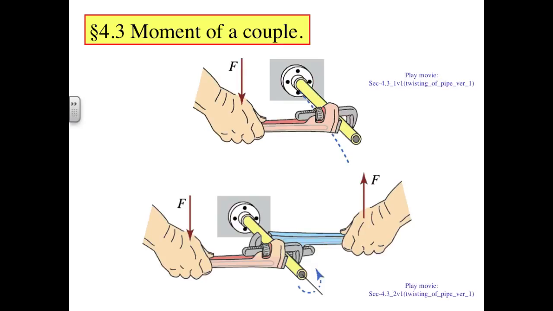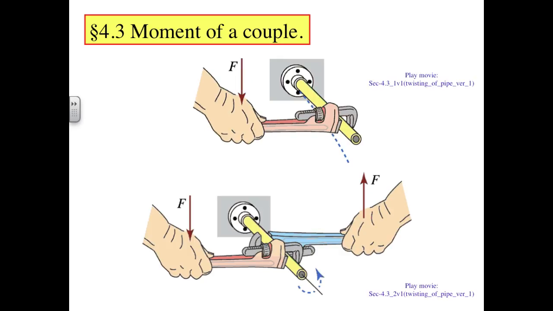Up to this point, we've discussed moments due to forces. That is, there has always been a force present in order to have a moment. This raises a question. Is it possible to have a moment present without a force? In a way, there is. It is possible to have a moment without a net force.